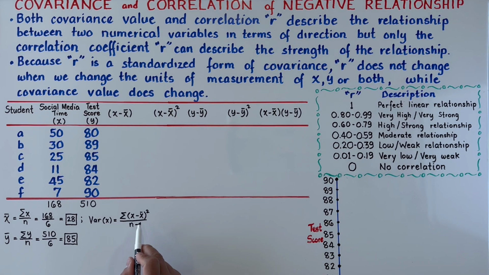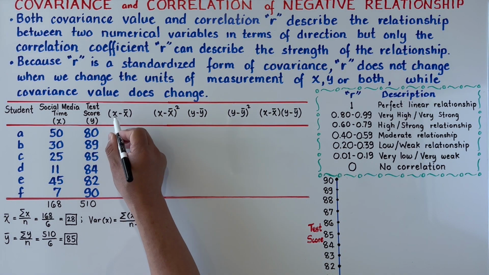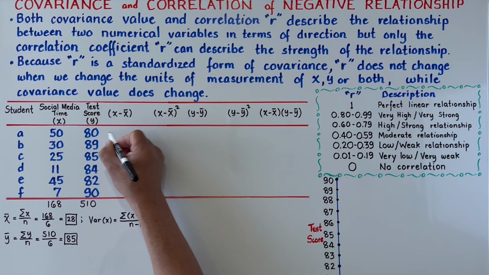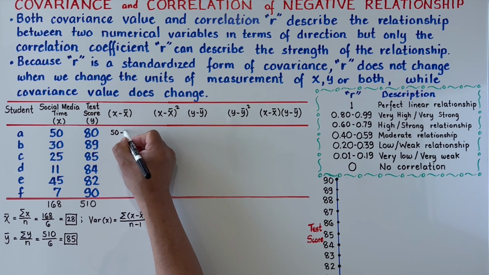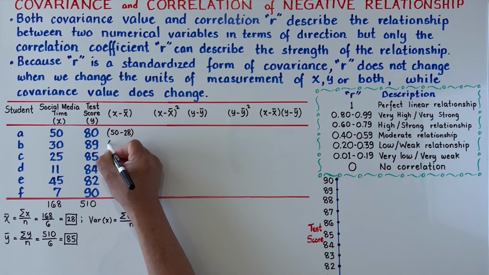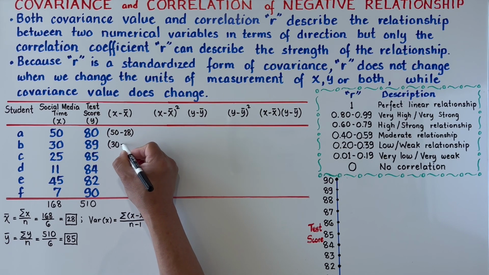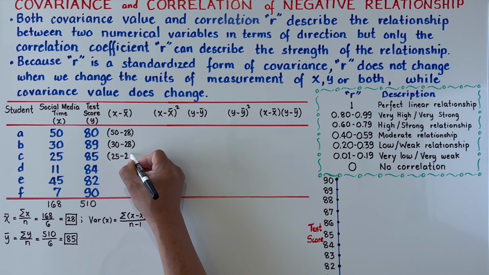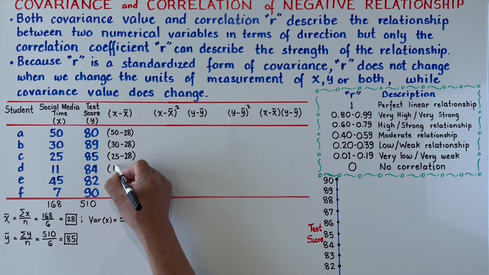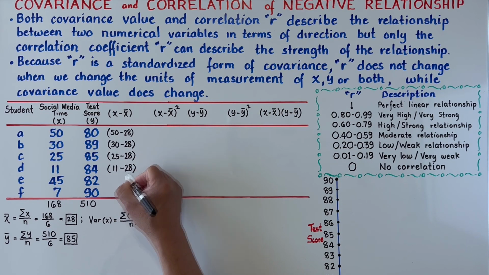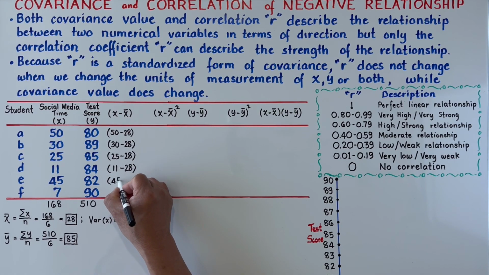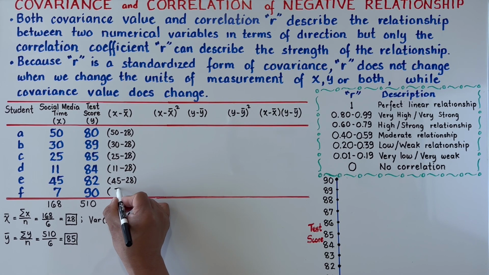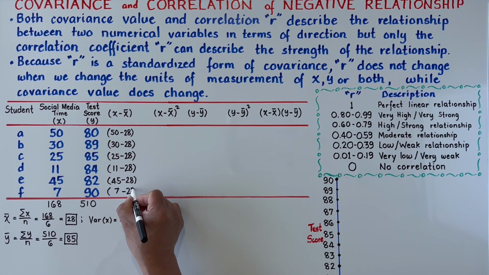So to get the variance, we need to fill up this column that every x we subtract the mean of 28. So we have 50 minus 28 here. And also 30 minus 28. And then 25 minus 28. And 11 minus 28 here. And also 45 subtracted by 28, and also the last number, which is 7, subtracted by 28.